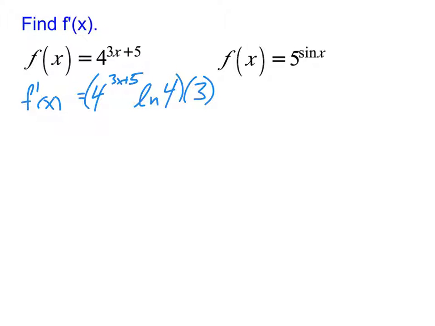Now that's basically our answer. I tend not to like to leave a constant just hanging on the end like that, at least integer 1 like that. So I'm going to rewrite it just a little bit differently. I'm going to write it as 3 times 4 to the 3x plus 5 times the natural log of 4. I like that as a final answer. And yes, you can go ahead and leave it like that.